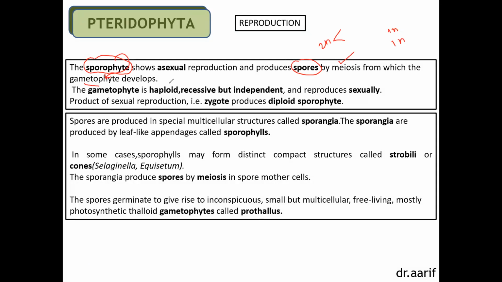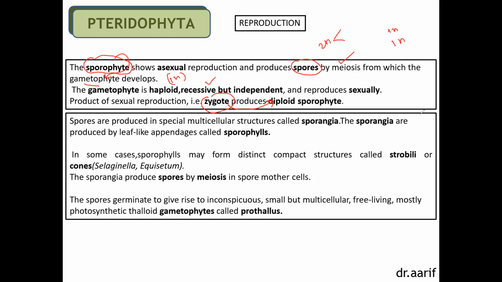So gametophyte is haploid, means 1n, and it is independent, means it does not depend on sporophyte for its growth and for its nutrition. So it reproduces sexually, and the product of sexual reproduction is the zygote. आपण मागे पाहिला की दोन स्पोर्स तयार झाले, एक आर्चिगोनियम अँथ्रेडियम, त्याच्यापासून स्पर्म अँड एग्स आणि दोन्ही फ्यूज झाले, त्यापासून तयार झाला झायगोट. And this zygote in turn produces the diploid sporophyte. त्या sporophyte पासून परत spores तयार होणार की जे gametophyte होणार आणि haploid असते.